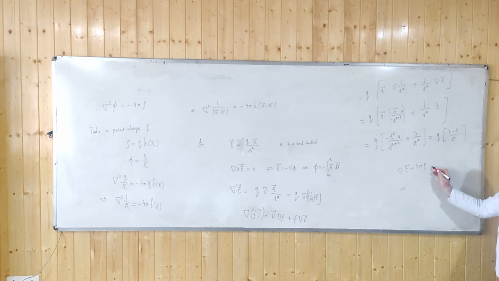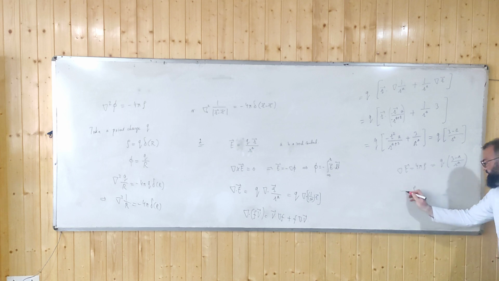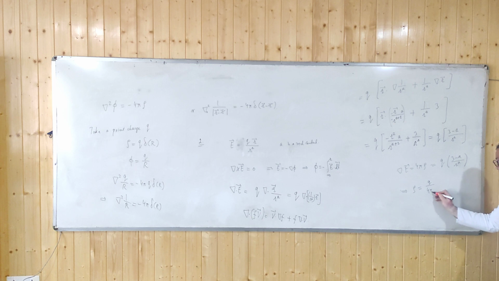So it means that's Q into (3 minus A) by R raised to A. Okay, so what is rho? Which implies rho is equal to Q by 4 pi times (3 minus A) divided by R raised to A. So this is the charge density. Clear?